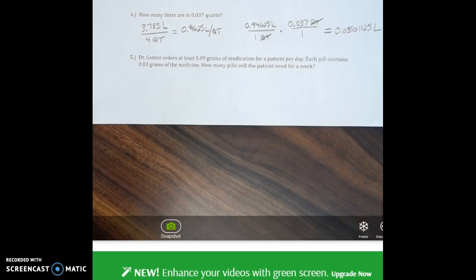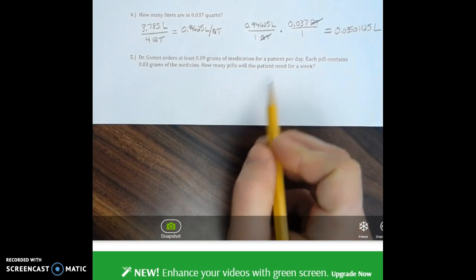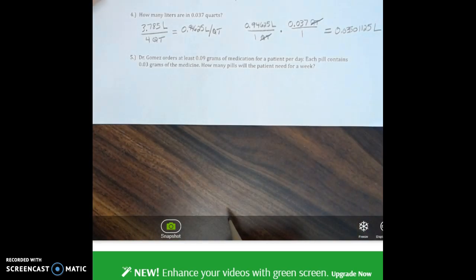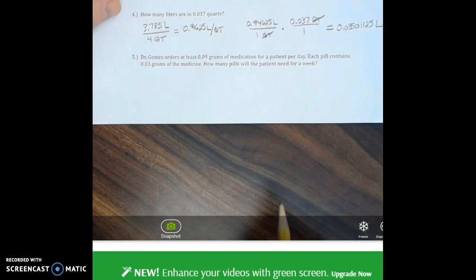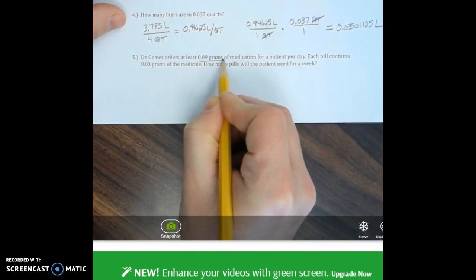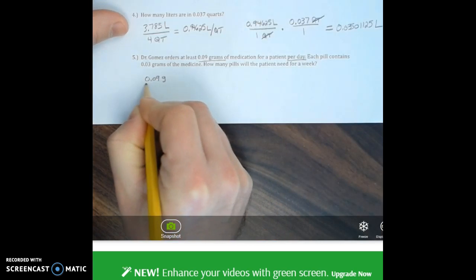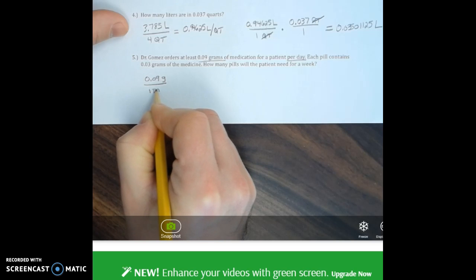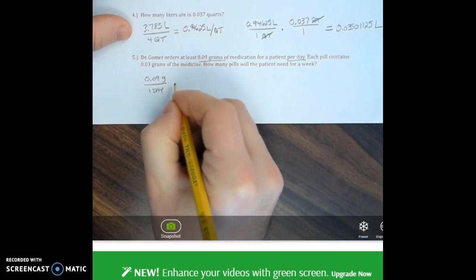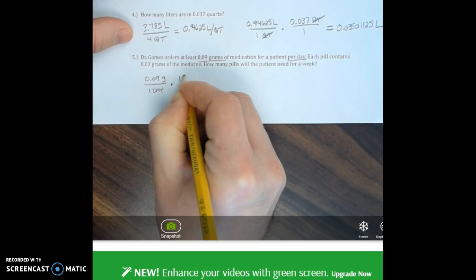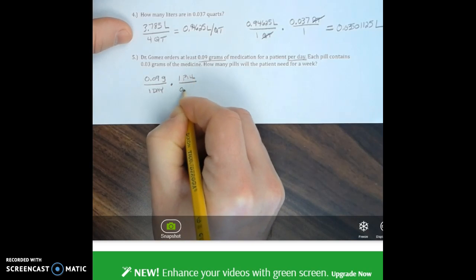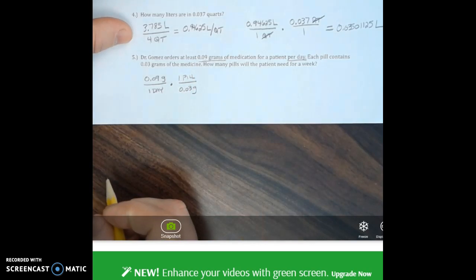In example 5, we're told Dr. Gomez orders at least 900 grams of medication for a patient per day, and each pill contains 300 grams of the medicine. So how many pills will the patient need for a week? We have a few different conversions to do here. We're going to start with what we were told here. They get 900 grams of the medication per day, and we're told that 1 pill contains 300 grams of the medication.